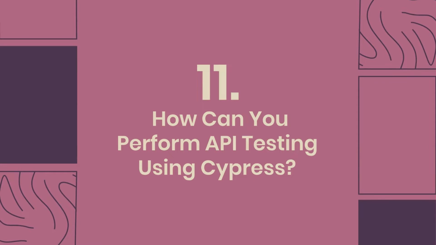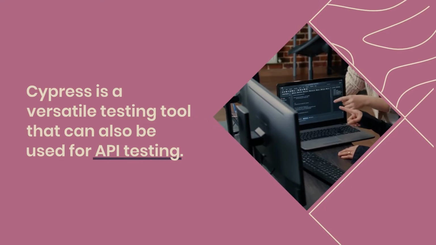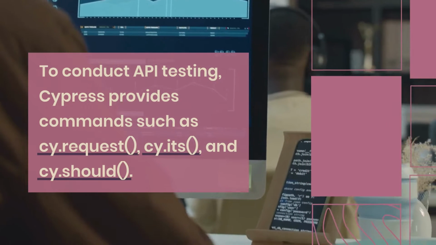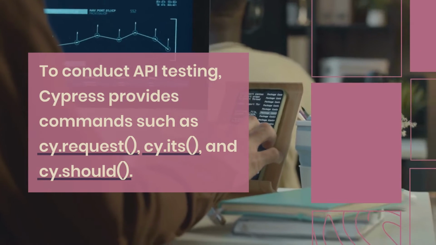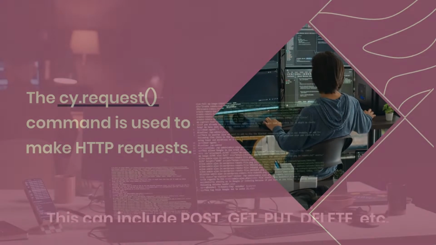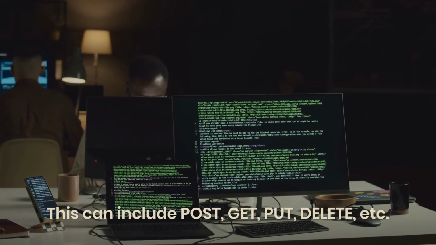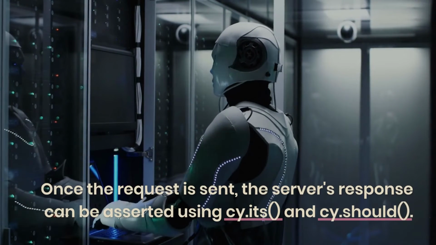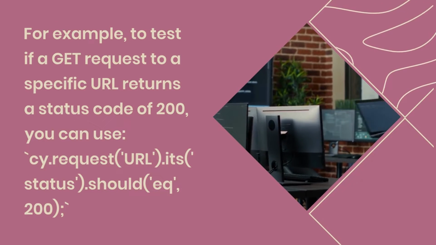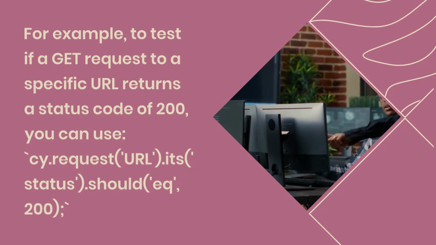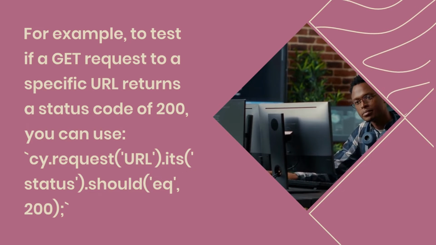11. How can you perform API testing using Cypress? Cypress is a versatile testing tool that can also be used for API testing. To conduct API testing, Cypress provides commands such as request, its, and should. The request command is used to make HTTP requests. This can include POST, GET, PUT, delete, etc. Once the request is sent, the server's response can be asserted using its and should. For example, to test if a GET request to a specific URL returns a status code of 200, you can use cy.request(URL).its('status').should('eq', 200).